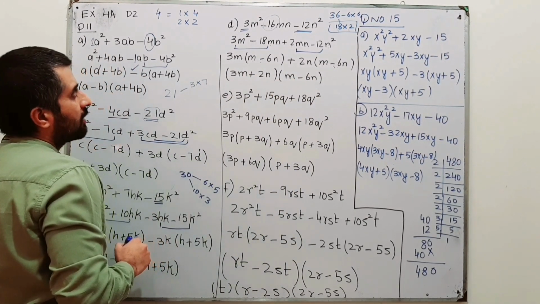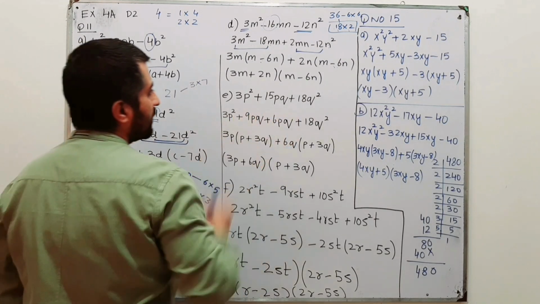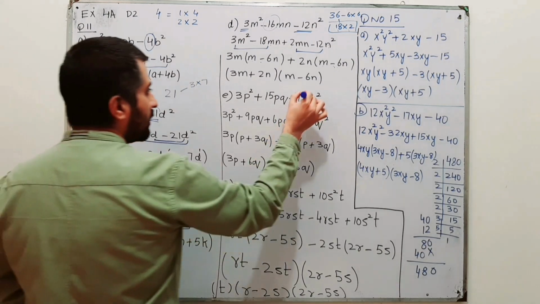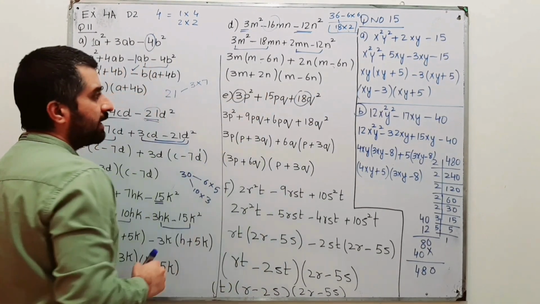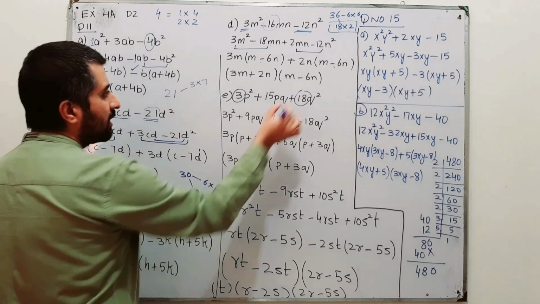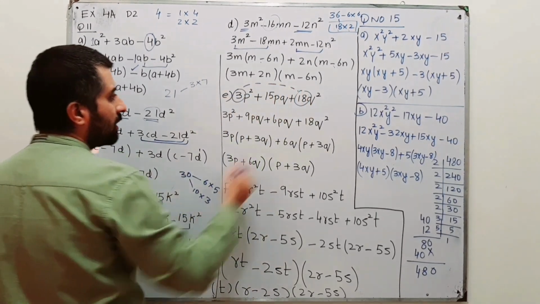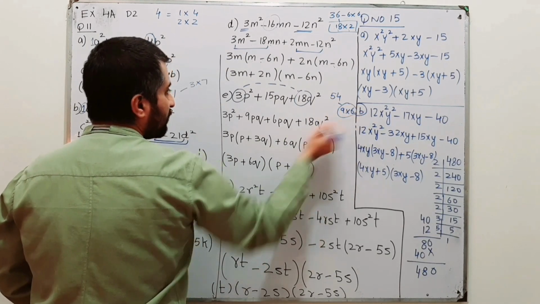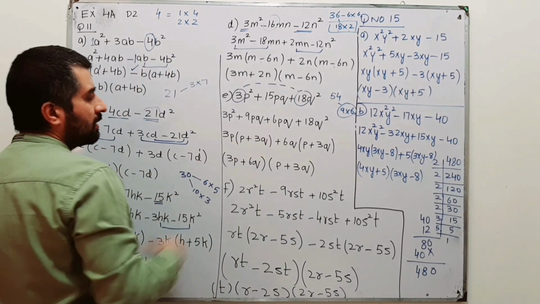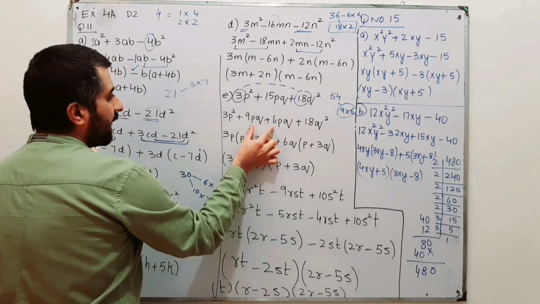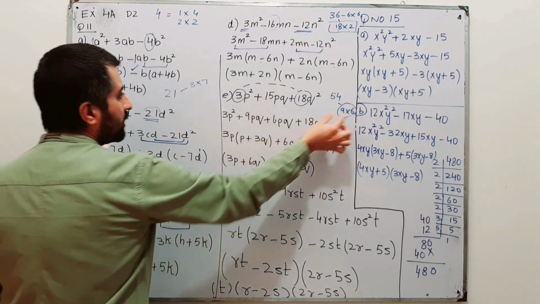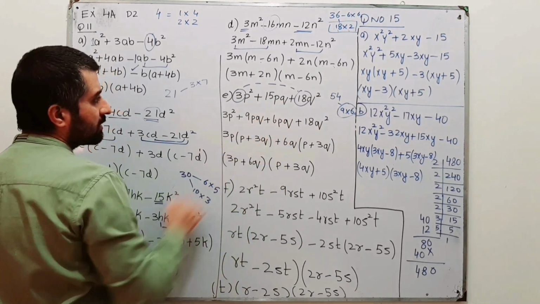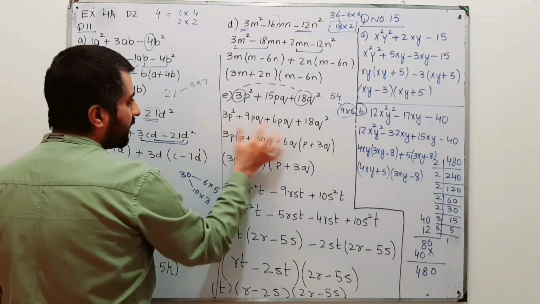Part E, question number 11: 3p squared plus 15pq plus 18q squared. Now 18 and 3 will be multiplied, that is 54. 18 into 3 is 54. Multiply these two, you will get 54, and the factors of 54 are 9 into 6. This pair of factors will give me my middle term. Upon addition of 9 and 6, 9 plus 6 will give me 15. So these two factors upon addition will give me the middle term. So the middle term will be broken down into two parts. 15 will be broken down into 9 and 6.